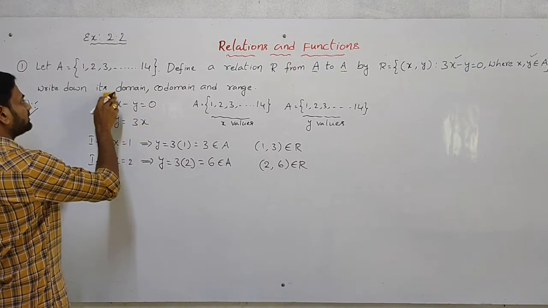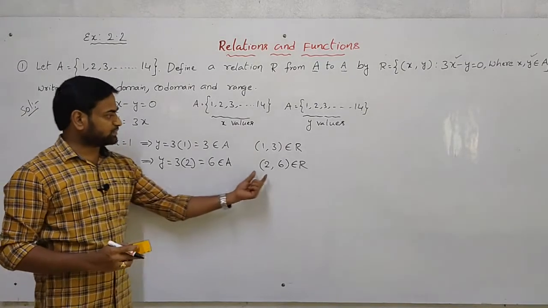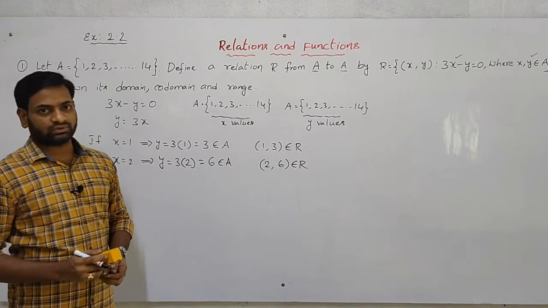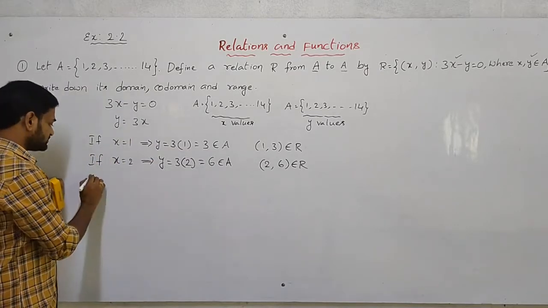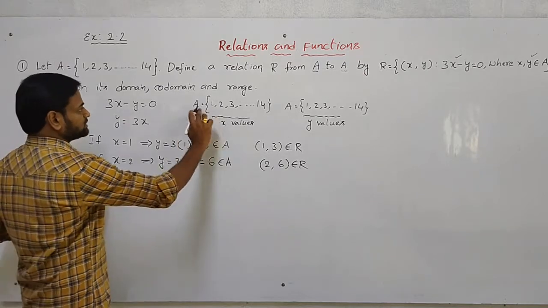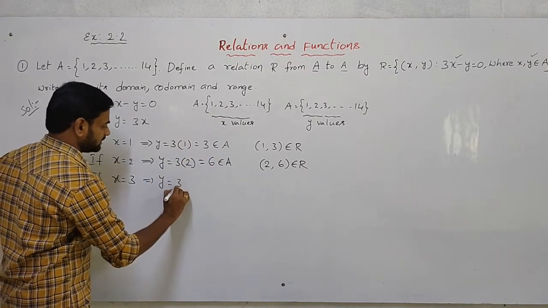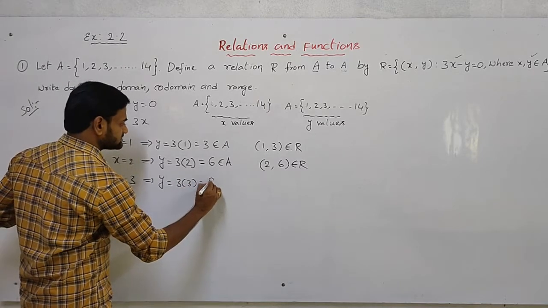That ordered pair satisfies our condition, so it belongs to the relation. Next, if x equals 3, the next x value is 3. What is the y value? 3 into 3, that is 9.